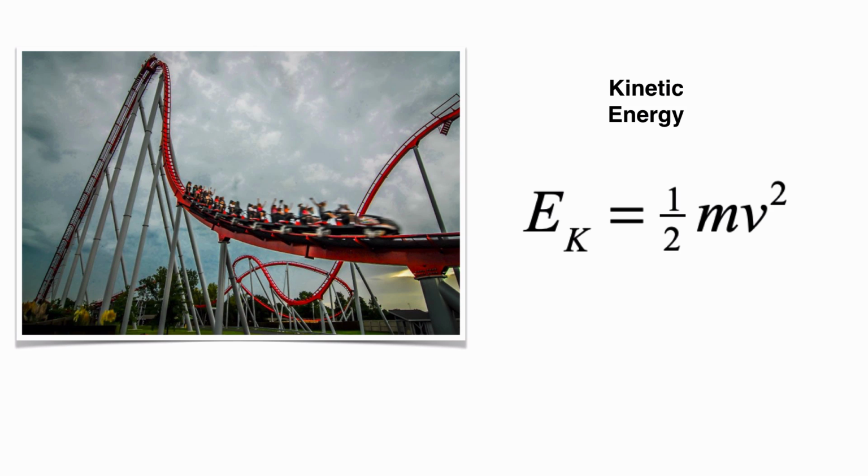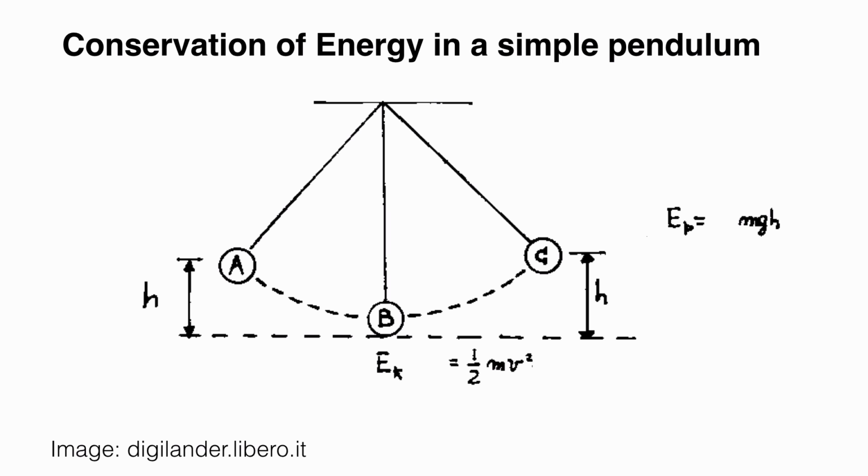So here's a different roller coaster. When you're nearing the bottom of the hill, you're probably going really, really fast. So your potential energy got converted into kinetic energy. Kinetic energy is 1/2 mv squared. Now, here's a simple diagram that shows the exchange between potential energy and kinetic energy.